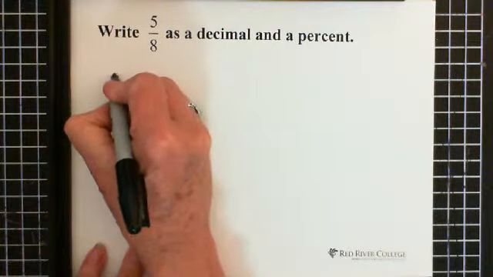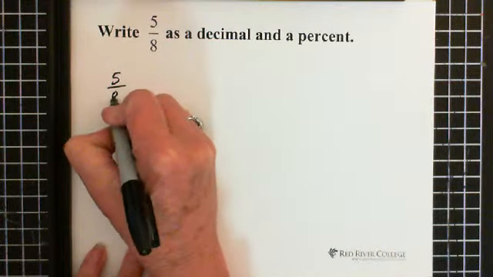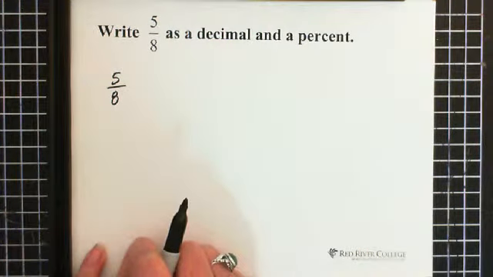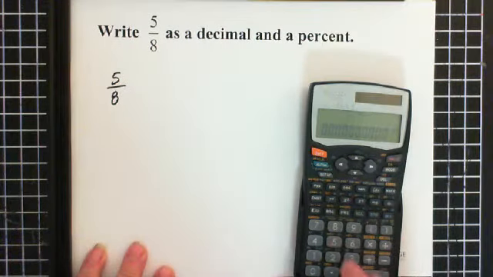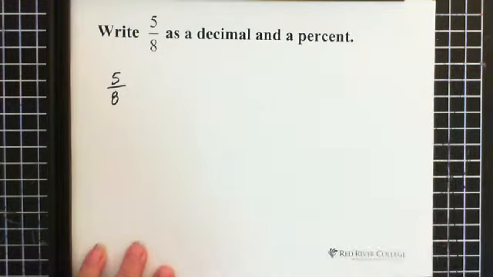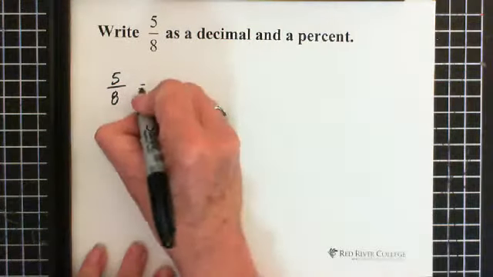So we have 5/8. The first step, if we want to change a fraction into a decimal, is we pull out our calculator and do the division. So 5 divided by 8 equals 0.625.